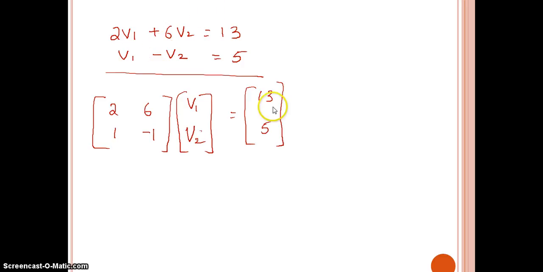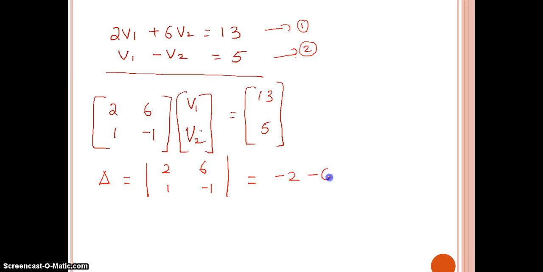So these two are the simple equations. You can solve it by using either simultaneous equation solving or by using the matrix method. I am more comfortable with the matrix method, so I'll be using that. So you can write the coefficients in matrix form and find the determinant delta. Delta you'll be getting as 2, 6, 1, minus 1. You can write it as minus 2, minus 6. It will be minus 8.